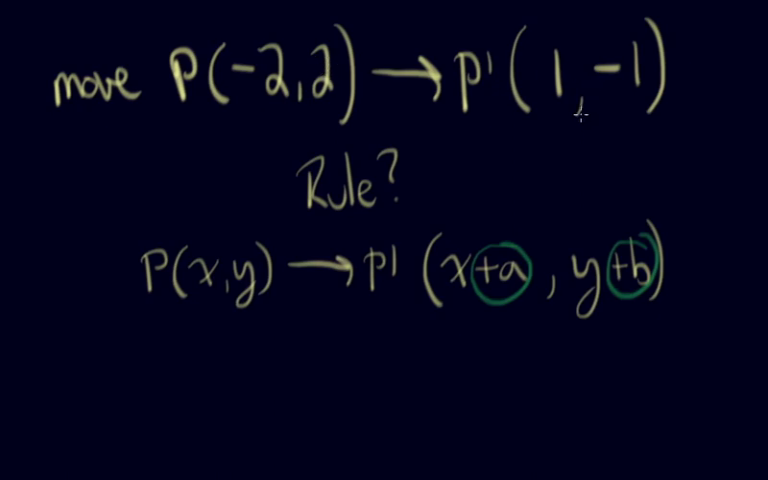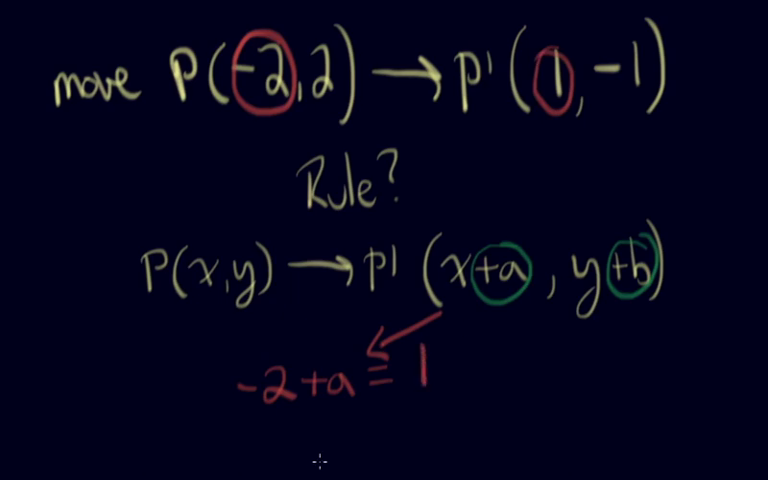Can we use algebra to solve this? Absolutely we can. So let's see what this would look like. I would say I'm going to go negative 2, right? This is the negative 2 right here. I'm going to add a number, and it's going to equal 1. So what is that number? Well, I'm going to use my basic algebra here. I'm going to add 2 to both sides, and a would equal 3.